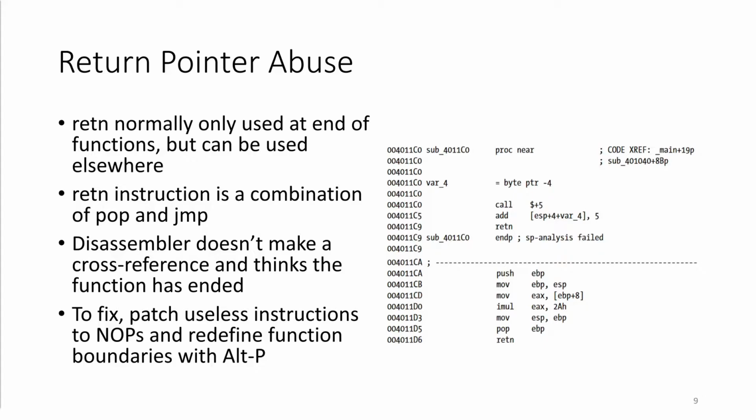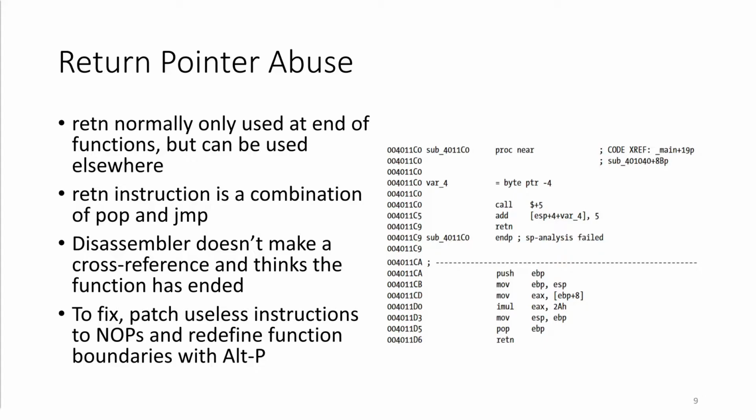Another technique that makes analysis difficult by obscuring control flow is return pointer abuse. The retn instruction normally only appears at the end of functions, but there's nothing that really enforces that. Return behaves as a combination of the pop and jump instructions, and malware authors can take advantage of this to confuse disassemblers. Consider the example on the right.